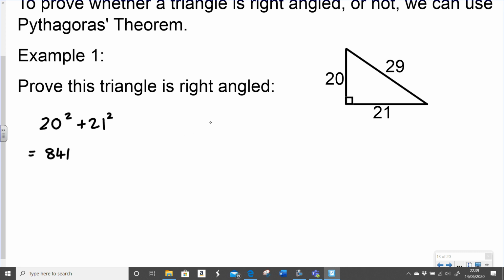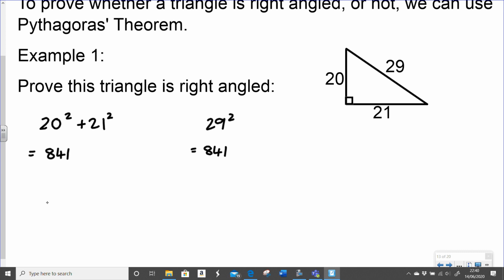In a separate calculation, I am going to then square the longest side, which is 29, and this also gives me 841. What we can see here then is that if we square this short side and this short side, it totals the longest side squared, and therefore we have a right-angled triangle.